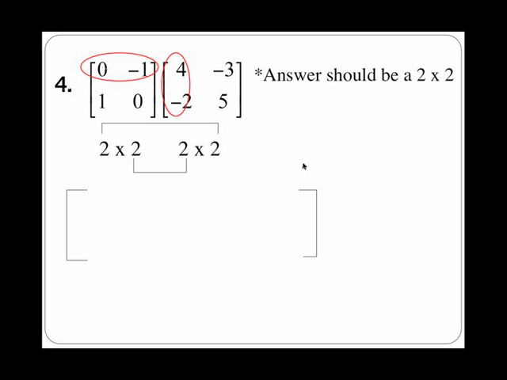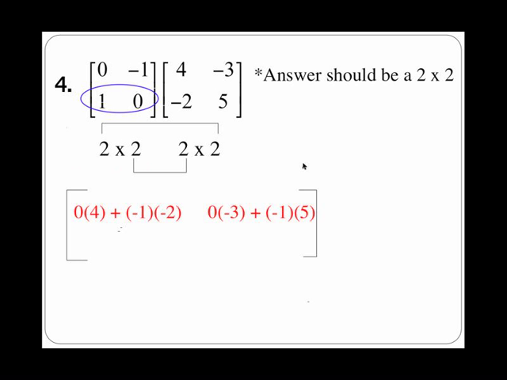So 0 times 4 and -1 times -2, and we'll add those together. Move over to the second column, 0 times -3 and -1 times 5, and we'll add those together. And then we're going to take the second row and multiply it by the columns of the second matrix.